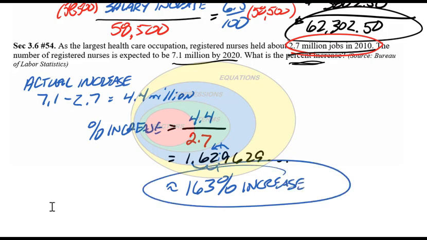So again, using percent increase and percent decrease, I always want to find the actual amount of the increase or decrease and then divide it by the original amount, or the starting amount.